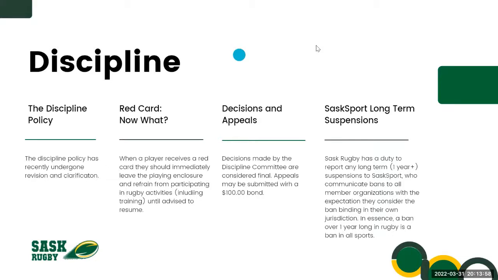You are also suspended from rugby activity until your red card has been reviewed and the discipline committee has cleared you to return to play. Under decisions and appeals, there's actually a typo there. Decisions made by the discipline committee are considered final, and appeals may be submitted with a $100 bond. We actually just changed that bond amount.